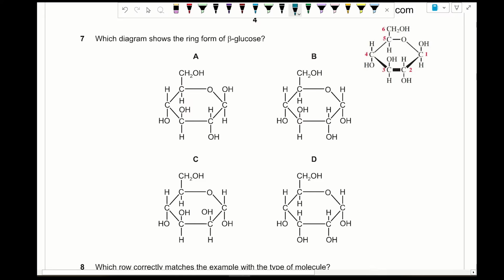Question number 7. Which diagram shows the ring form of beta-glucose? So ideally, you should memorize the formula of alpha and beta-glucose. In beta-glucose, the hydroxyl group on carbon 1 is always above the ring. And in alpha-glucose, the hydroxyl group on carbon 1 is always below the ring. And of course, the hydroxyl group on carbon 3 is always upwards. Therefore, this is the formula of beta-glucose and you should memorize it. Therefore, the answer is going to be A.